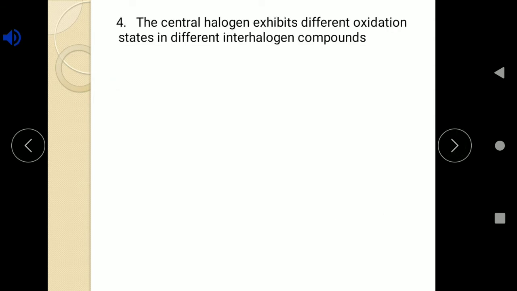Next characteristic. The central halogen atom exhibits different oxidation states in different interhalogen compounds. Consider the central atom, that is first one, X. If we consider chlorine in ClF, it is plus 1. In ClF3, it will be plus 3. Like that, the oxidation states exhibited by the central halogen atom are different.